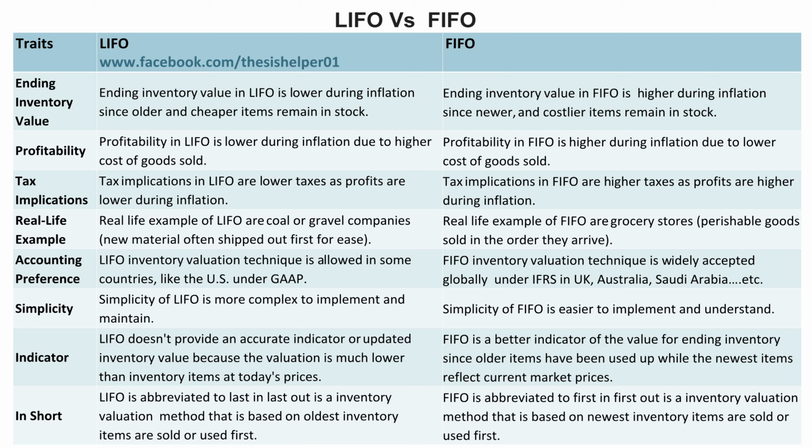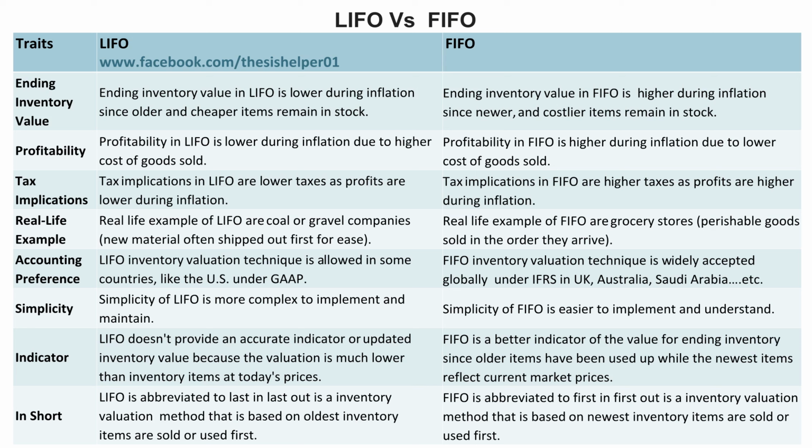Profitability in LIFO is lower during inflation due to higher cost of goods sold. Profitability in FIFO is higher during inflation due to lower cost of goods sold. Tax implications in LIFO are lower taxes as profits are lower during inflation, whereas tax implications in FIFO are higher taxes as profits are higher during inflation.